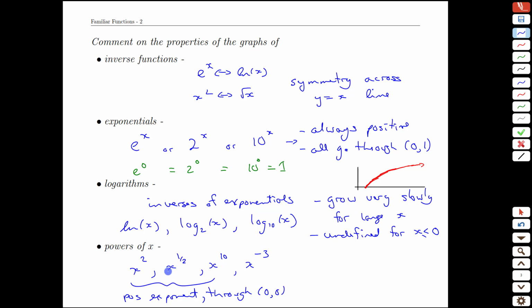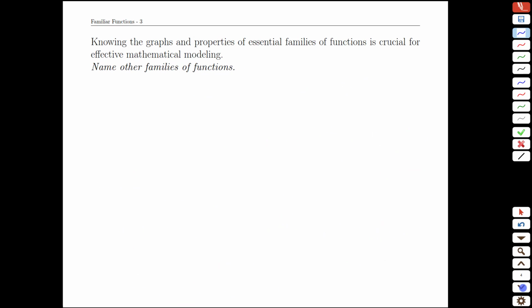If you plug x equals 0 into any one of these functions, you're going to get a 0 value back. That doesn't work for the negative exponents. For these ones, these are undefined at x equals 0. We start getting asymptotes if you have negative powers of x as your function building block. Now that's only the tip of the iceberg.